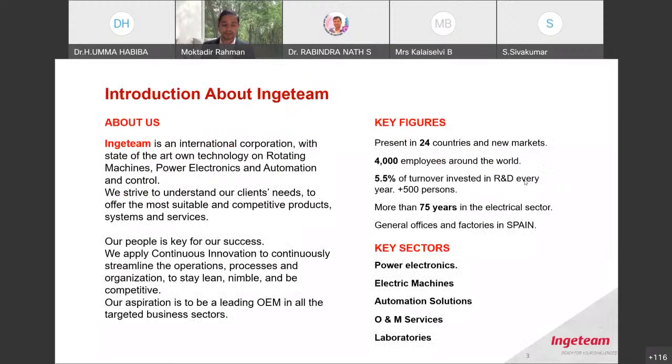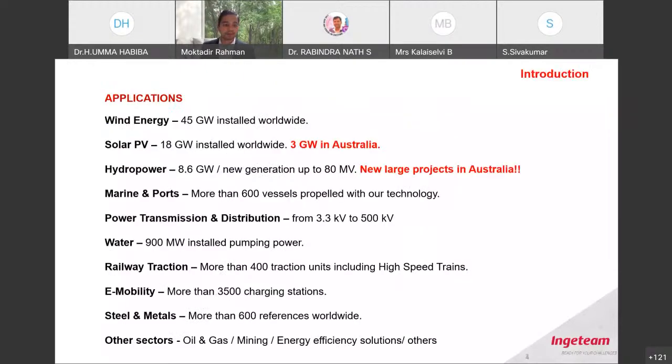The company is one of the large manufacturers globally. It has around 20 offices in 24 countries. Mainly this company provides power electronics, electric machines, automation, and OEM service. We have a big laboratory for wind, solar, hydropower, marine, power transmission, distribution, and railway traction. For all the power conversion and automation technology, the company provides the technological solution.